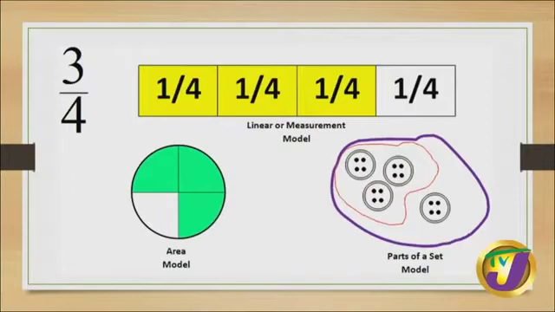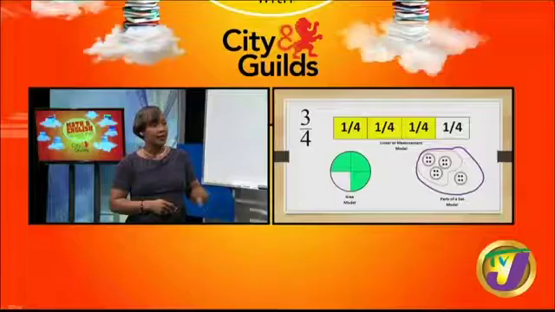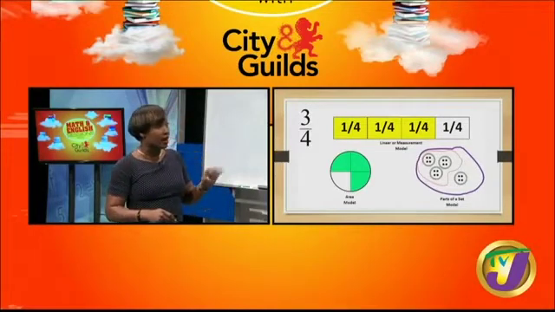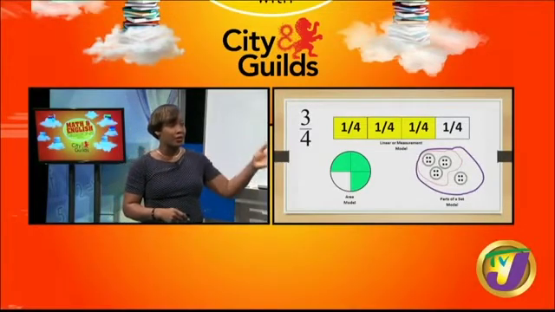Let's look at the area model, which is that green circular model. You have the circle cut in 4 equal parts, and 3 of those parts are shaded. And then let's look at the set model, or what we call the parts of a set model, where you have 4 identical things in this particular set, and 3 of them have been selected. Awesome. So these are 3 ways in which you can represent it pictorially.